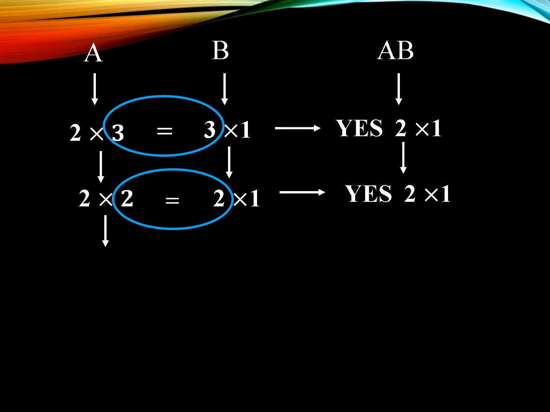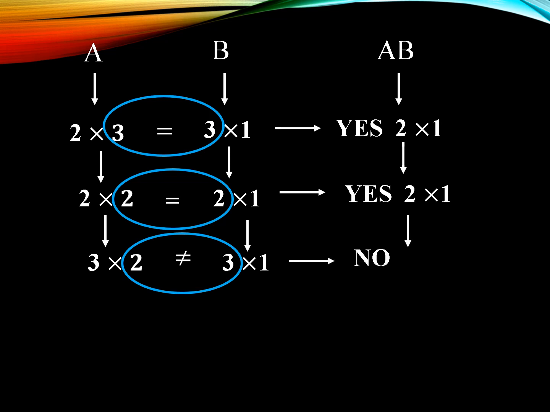One more example. Suppose A is a matrix whose order is 3 by 2 and B is a matrix whose order is 3 by 1. Here we can clearly see that the number of columns in A is not equal to the number of rows in B. Hence, AB does not exist.